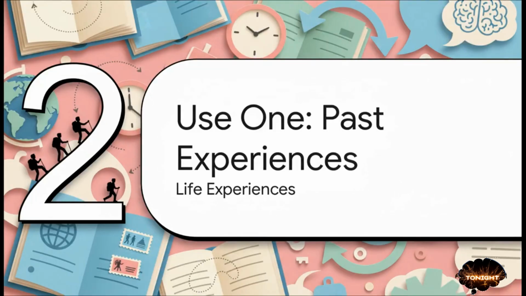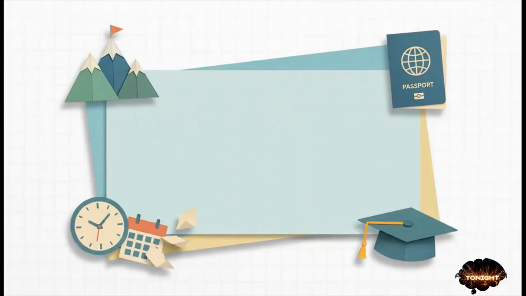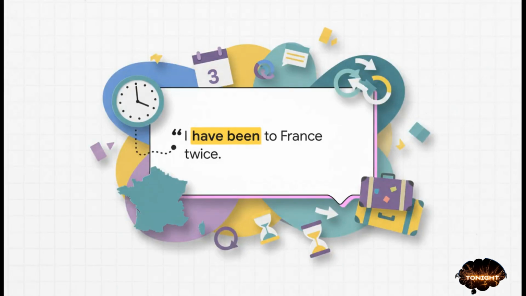All right, now that we've got the core idea and the formula down, let's look at the first major way you'll be using this in real life, talking about past experiences. And trust me, you'll use this one all the time. Now, this is really crucial to understand. When you're talking about your life experiences using the present perfect, the focus is on the experience itself, not when it happened. The specific date or time is either totally unknown or just not important to what you're trying to say.